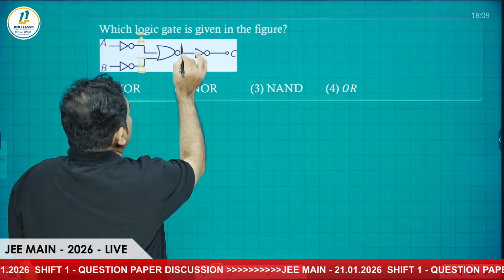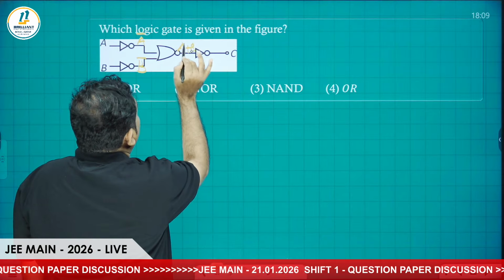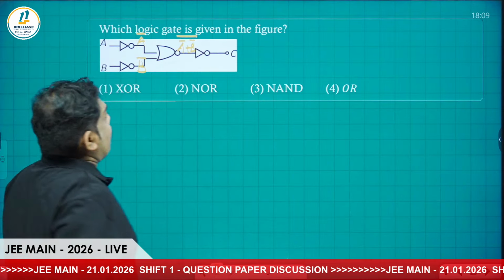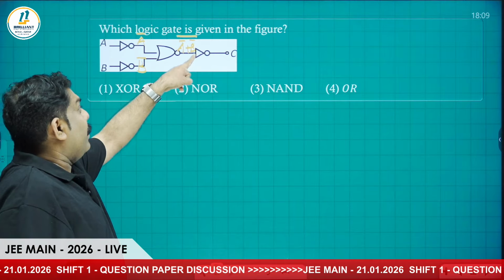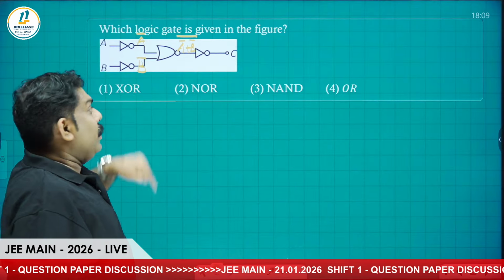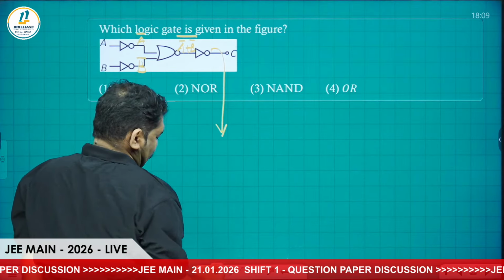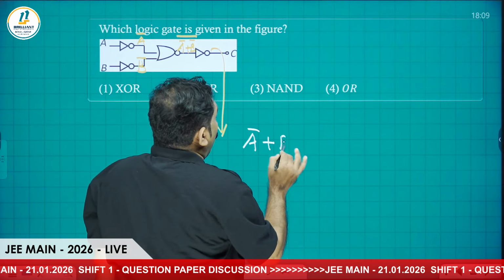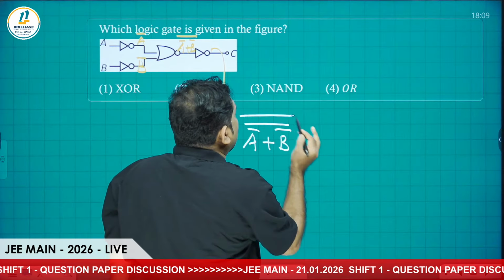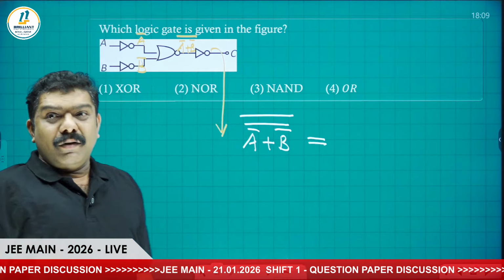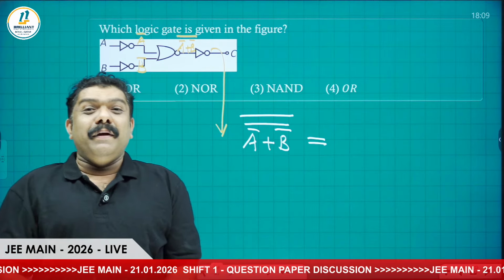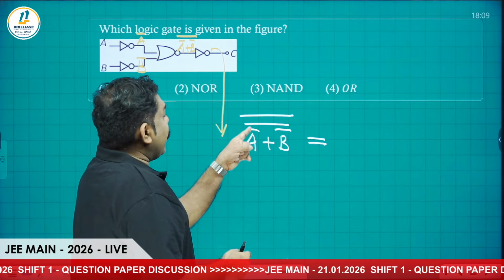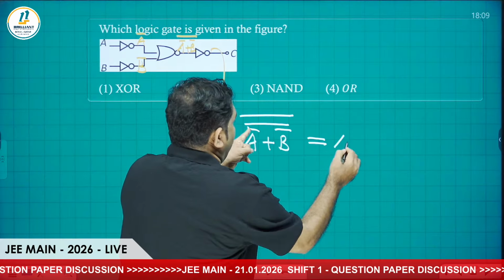So we can say this will be A complement or B complement, and then complement it. That is the output, and it is given to the NOT again. So the final output that I am writing here is equal to A complement or B complement, complement. And as we know, the negative of a negative will be positive. Complement of complement will be itself. So A complement of complement means A only.